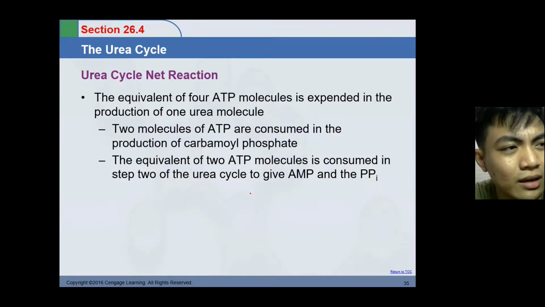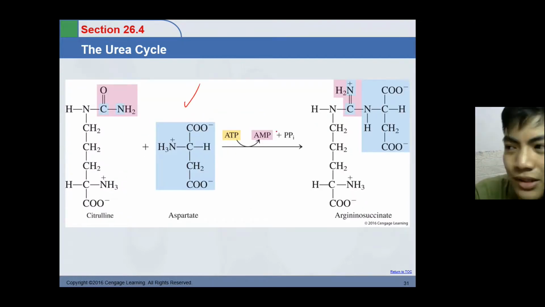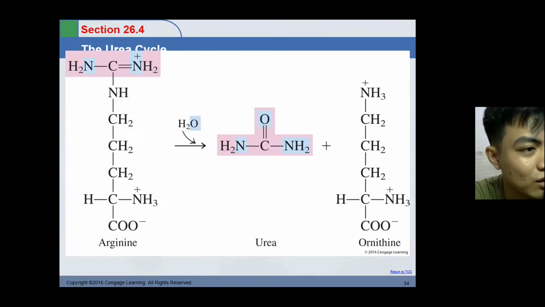So basically, the urea cycle uses 4 ATP. 2 of those ATP are consumed in the production of the carbamoyl phosphate, which we did not discuss. And then 2 ATPs are being consumed as well in step 2, giving adenosine monophosphate and an inorganic phosphate. So in this step 2, remember, it will use ATP. Two ATPs will be used there.